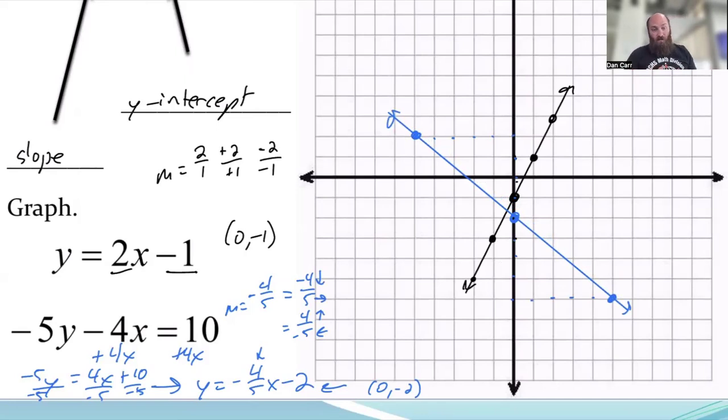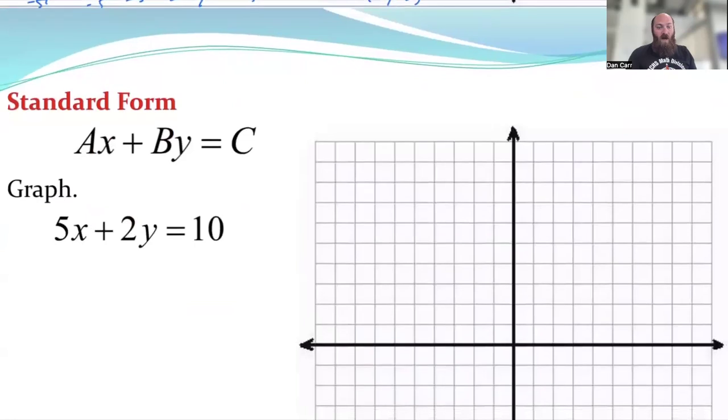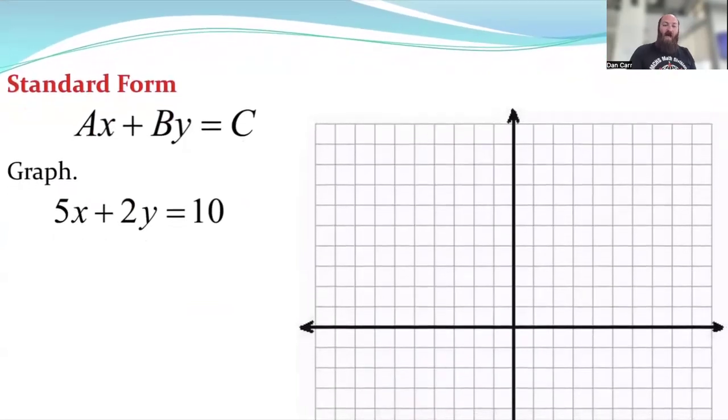This equation was in a bit of a standard form, which is of this format, ax plus by equals c. So we have typically a, b, and c are integers, and most times you'll have the a be a positive value, but it doesn't always have to be. There's a different way to graphing those if we wanted to.